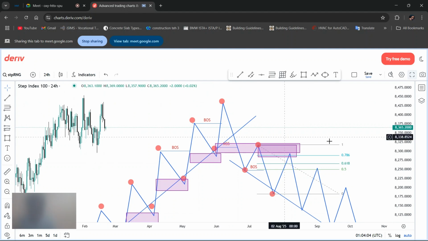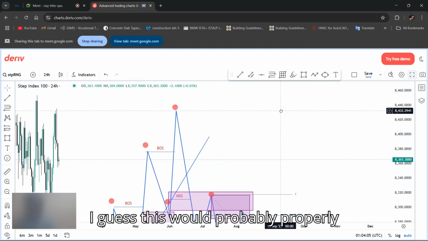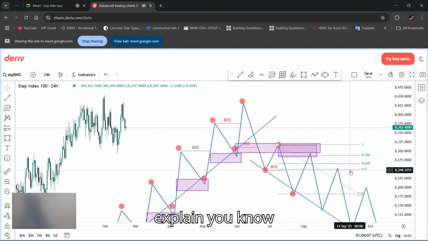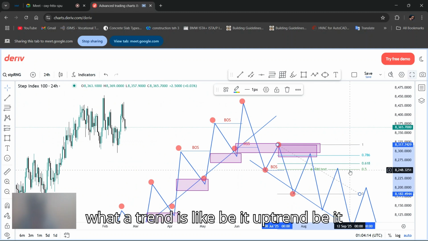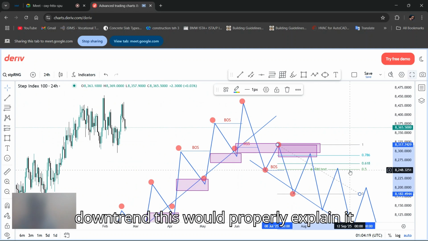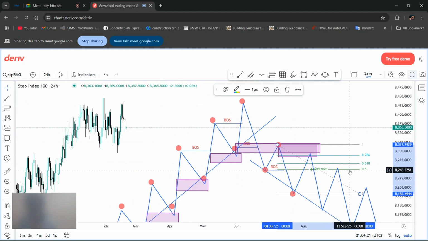Now, I guess this would probably properly explain, in a great summary, what a trend is like. Be it uptrend, be it downtrend. This would properly explain it.